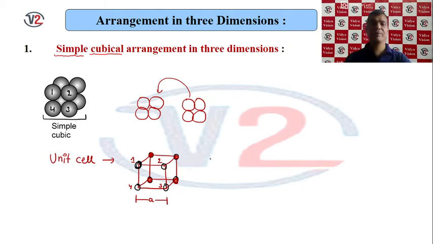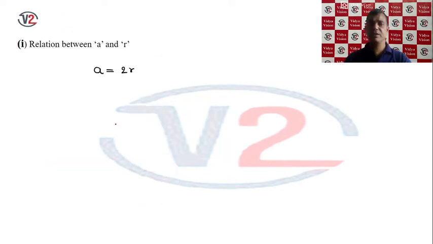What will be the relation between the edge length and the radius of the particle? It will be a equal to 2r, because these two particles are attached to each other. This is a, and this is the sum of the radii of these two particles. Is it clear? So the relation between a and r in the simple cubic arrangement is a equal to 2r. And how we obtain it is clear.